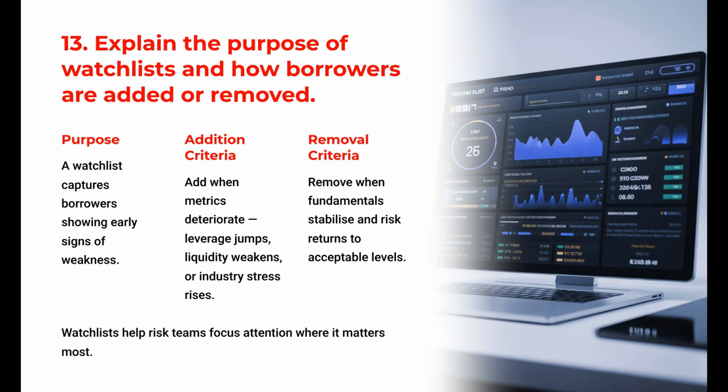Explain the purpose of watchlists and how borrowers are added or removed. A watchlist captures borrowers showing early signs of weakness. You add a borrower when metrics deteriorate, leverage jumps, liquidity weakens, or industry stress rises. Removal occurs when fundamentals stabilize and risk returns to acceptable levels. Watchlists help risk teams focus attention where it matters most.